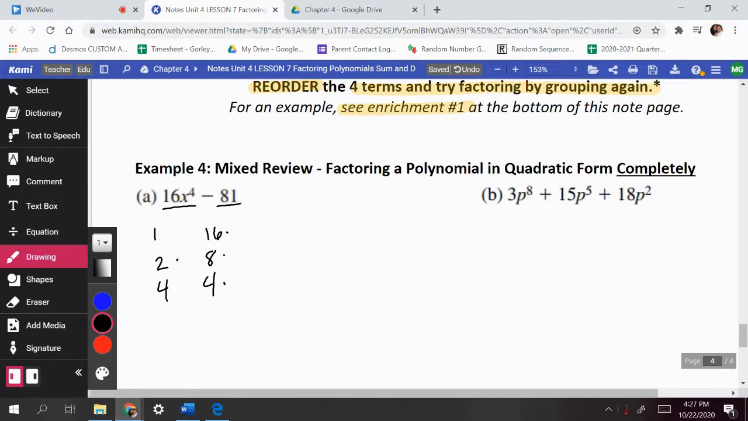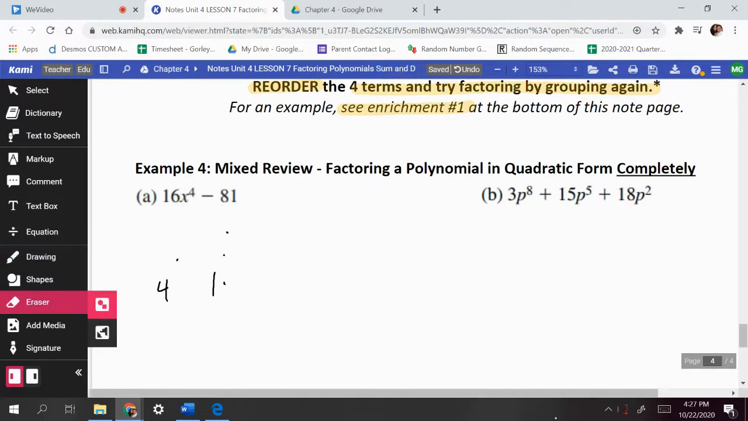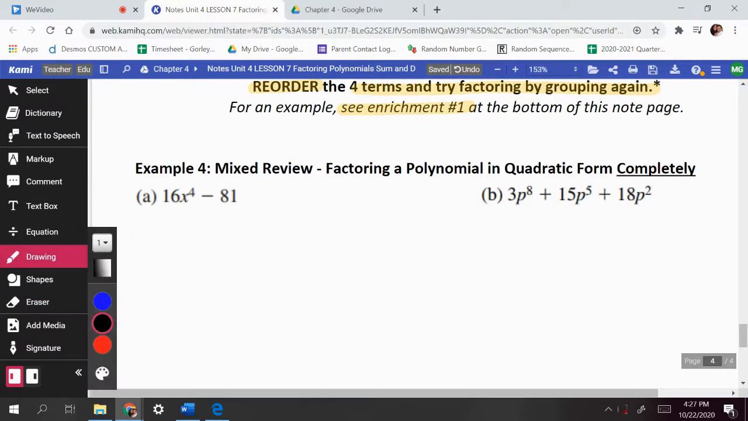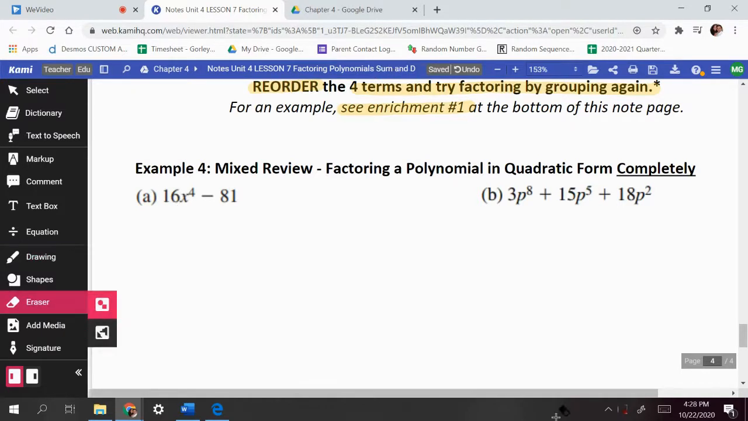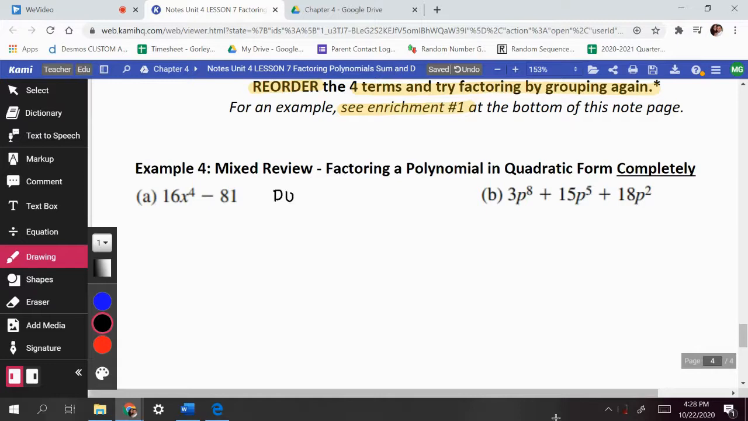2, I get a decimal. Okay, so no GCF. All right, now what could this be? Is this difference of squares, difference of cubes? What are we thinking? Is 16 a perfect square or a perfect cube? 16 is a perfect square, so I'm thinking to myself, okay, difference of squares.